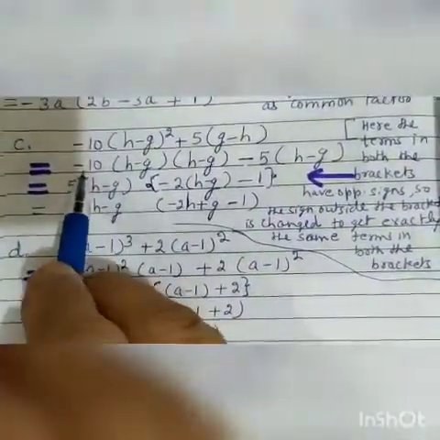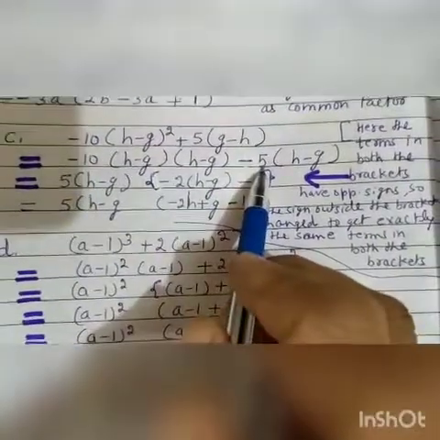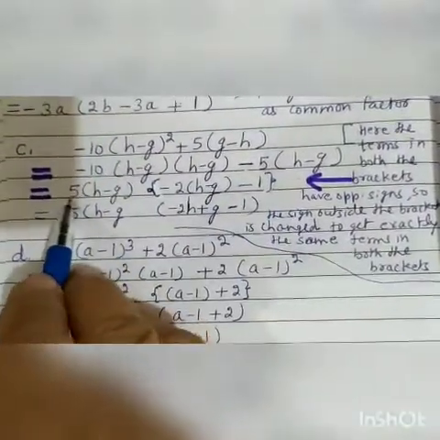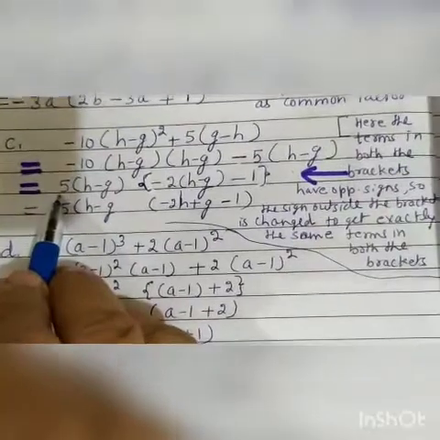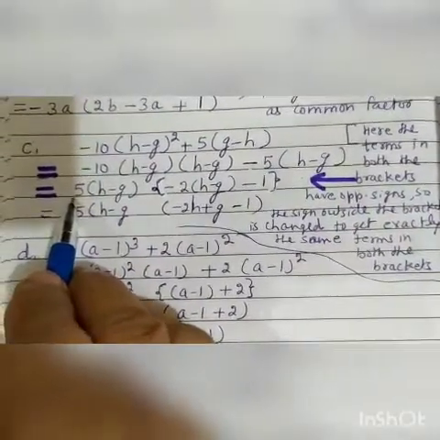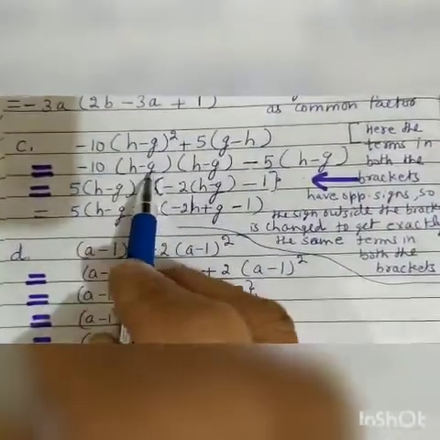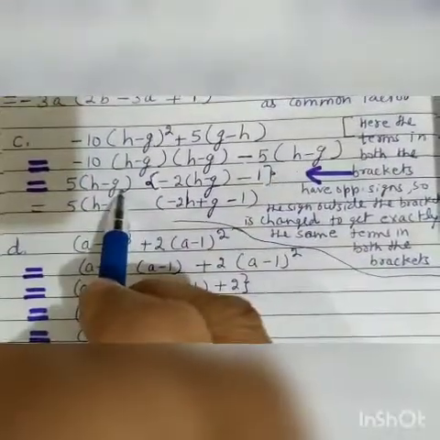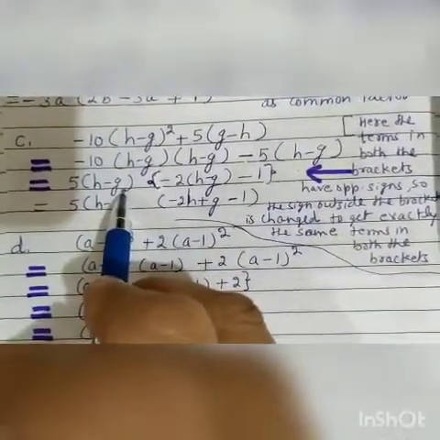Now this minus 10 and minus 5 both are divisible by 5, so we will take 5 common. Okay. Now and (h minus g) also common. What is the common?